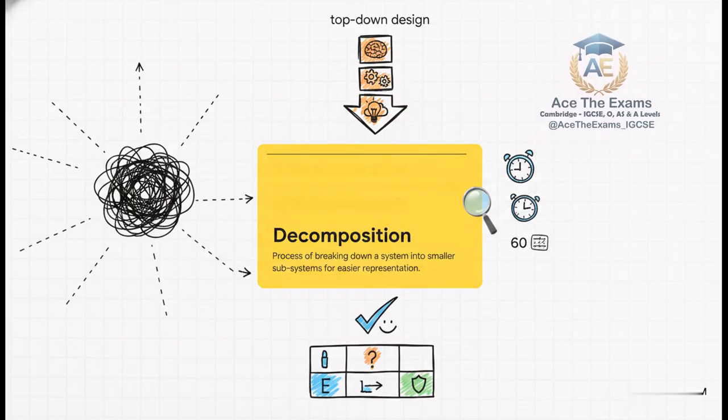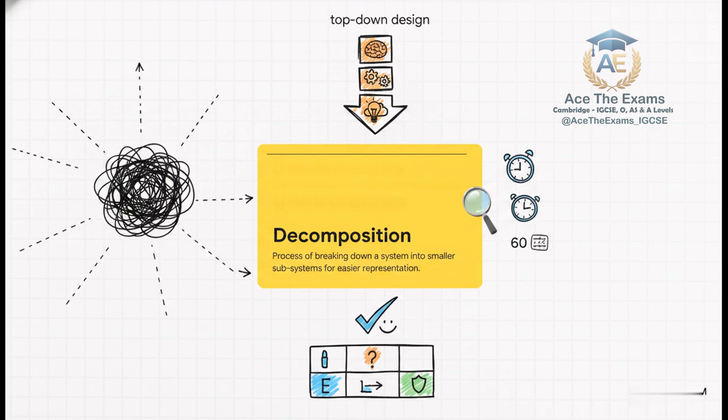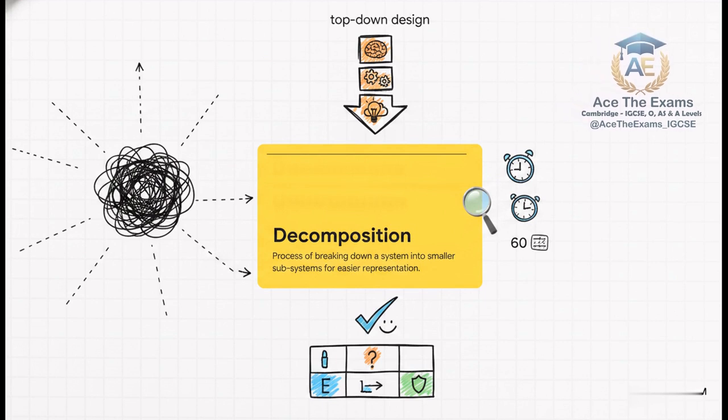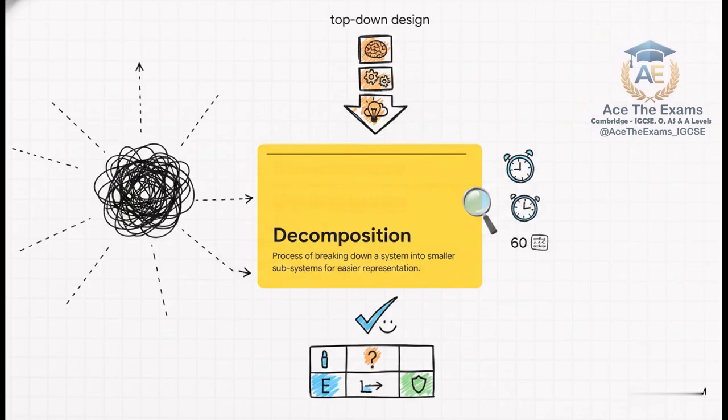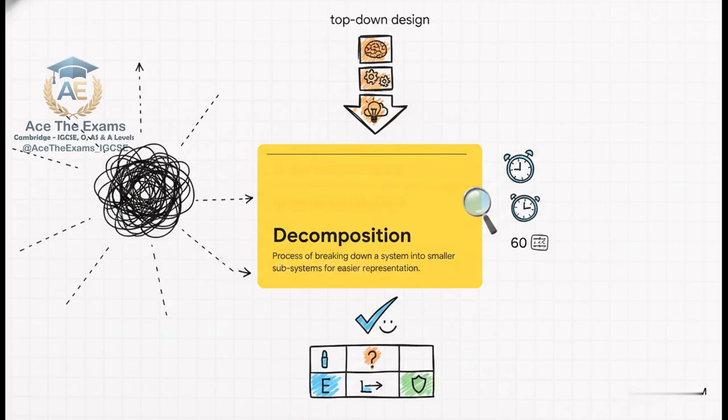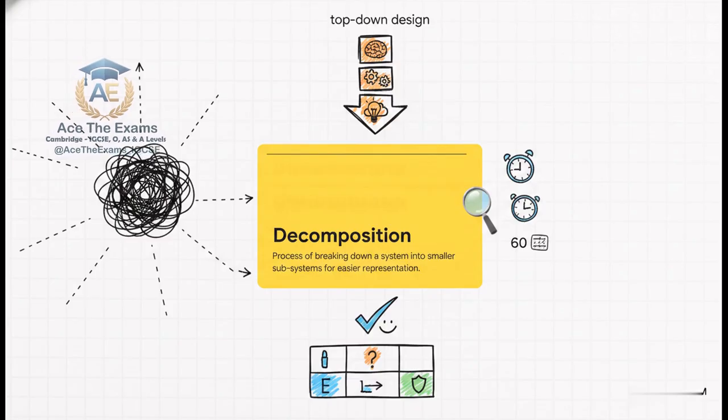It should sound more like this. Point. Decomposition is the process of breaking down a complex system into smaller subsystems. Explanation. It divides the overall system down to the level of basic inputs, processes, outputs, and storage. Link. This allows the complex problem to be more easily represented, understood, and ultimately coded as single actions by a development team. Boom. Full marks, every single time.